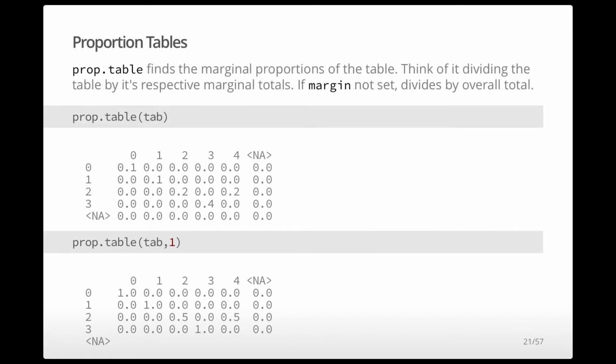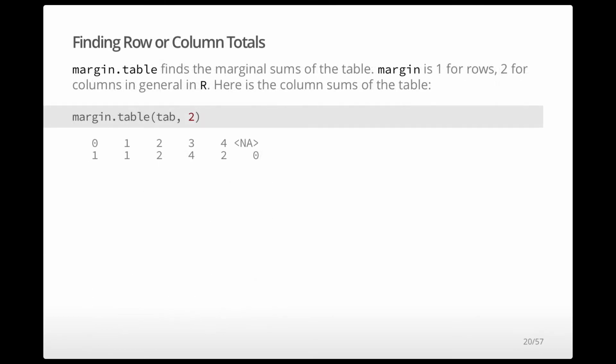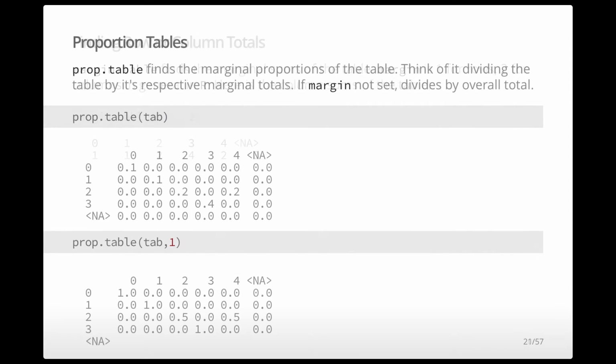All right, we're going to do prop.table, and then we're going to take a break. So margin.table does marginal sums. Again, the margin being 1 for rows, 2 being columns. Prop.table does a proportion table, right? So if you leave the margin off, if you don't say 1 or 2, if you don't say anything, you say prop.table, it will do the overall divisor. And I mean by that, these are cell probabilities. This is 10% of the entire population.